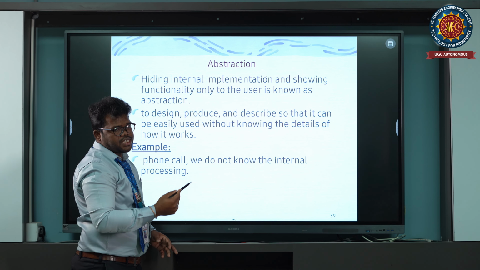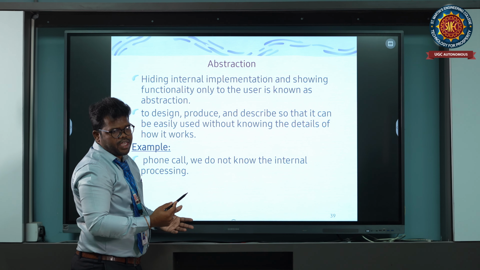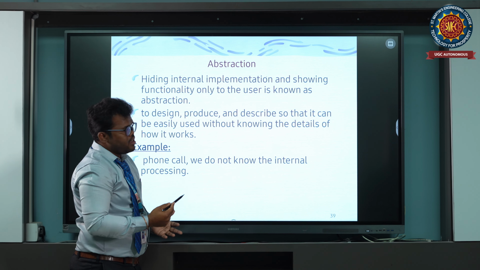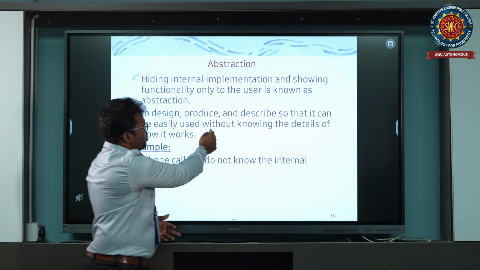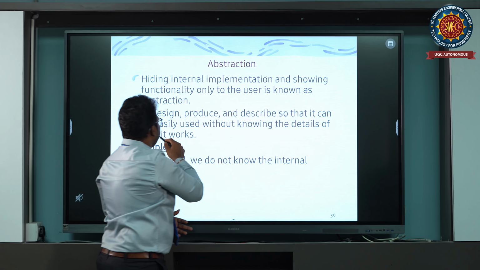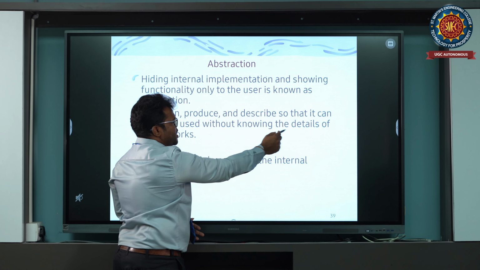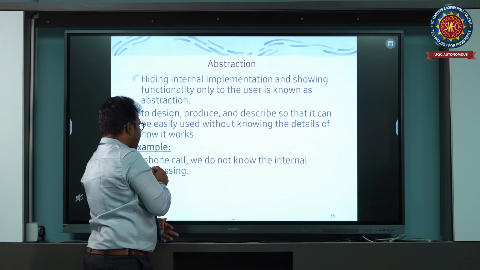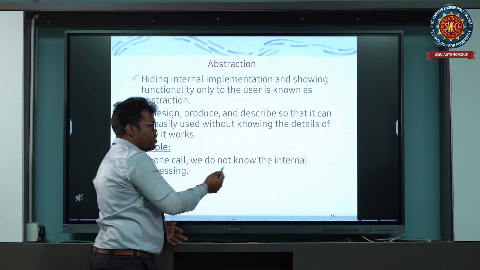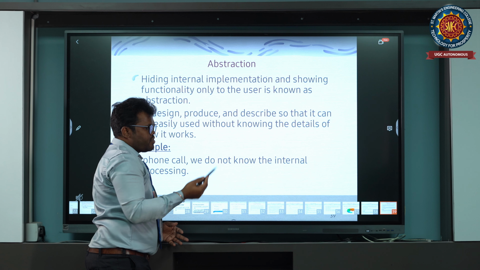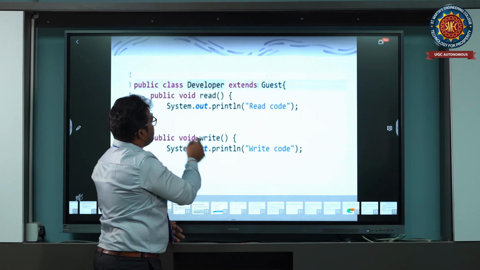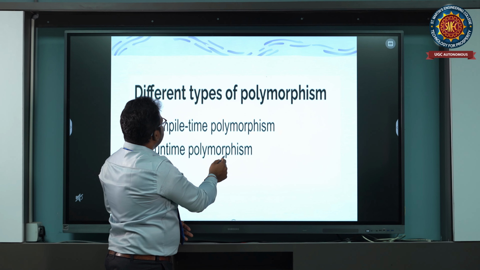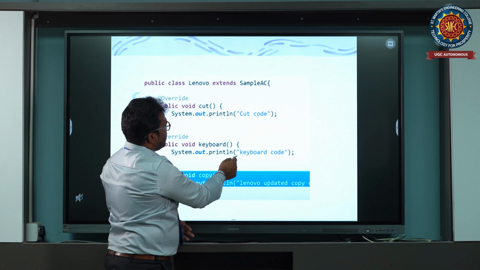For example, abstraction is the main functionality, the main highlight for the user. It can be easily used without knowing the details of how it works. Example, a phone call conversation. We don't know the internal process of the phone call conversation behind the scenes.